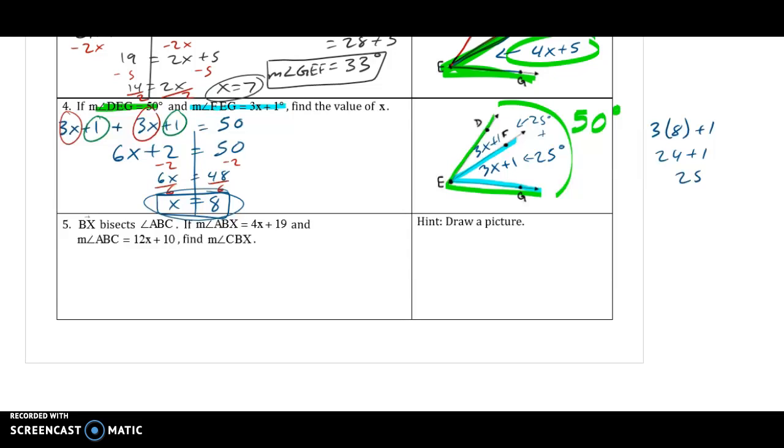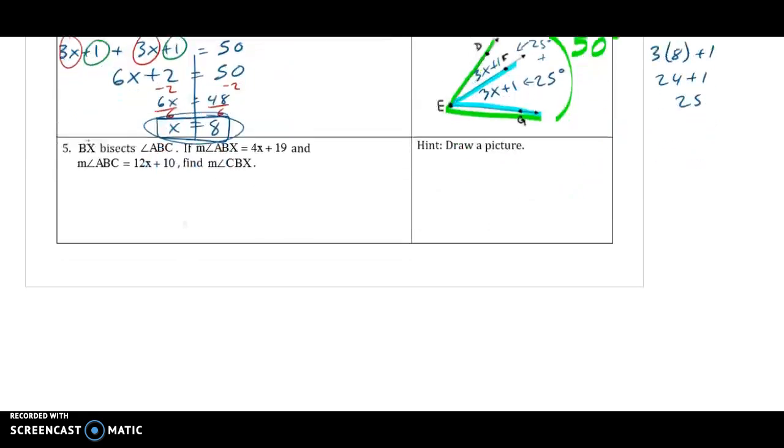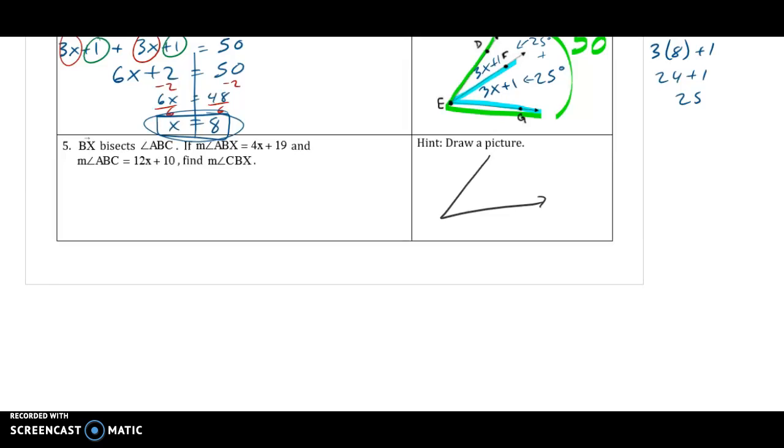Number 5, BX bisects ABC. Therefore, this is my angle, and that's the ray that cuts it. If ABX is blank and ABC is blank, find CBX. It is all confusing to me if I don't have a picture, so let's start drawing. I know I'm going to have something that looks like this with the ray. We know my angle is ABC. Therefore, A, B, C. And the ray that cuts it is BX. So from B to X.